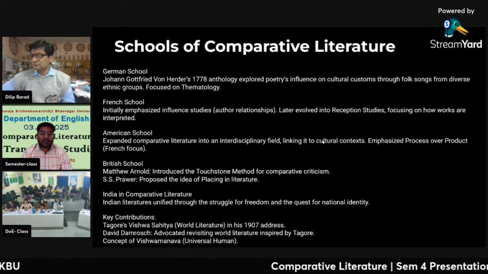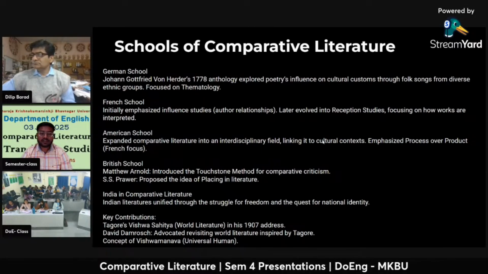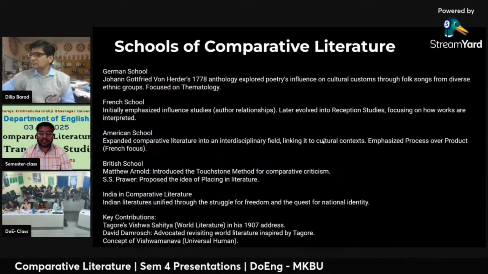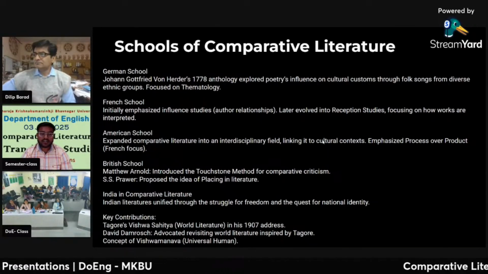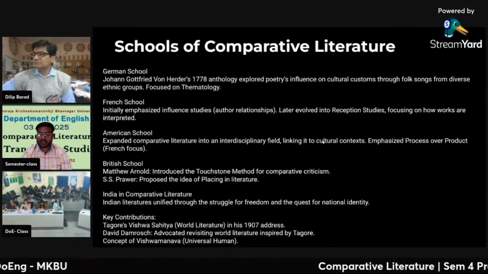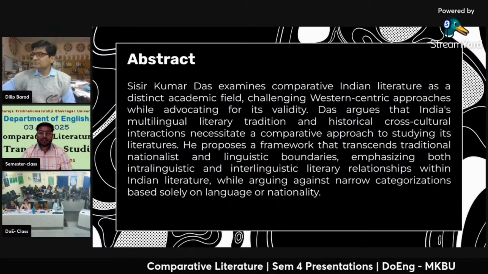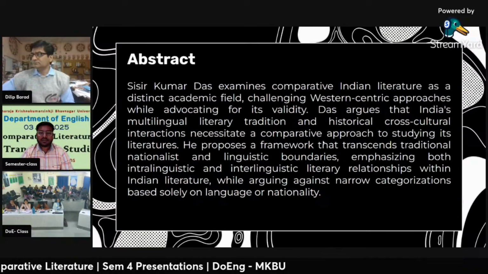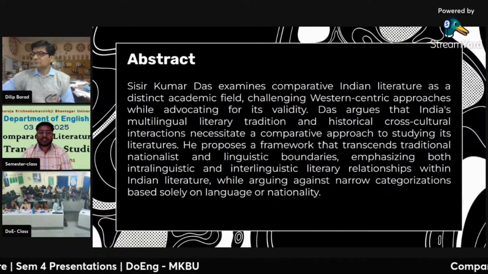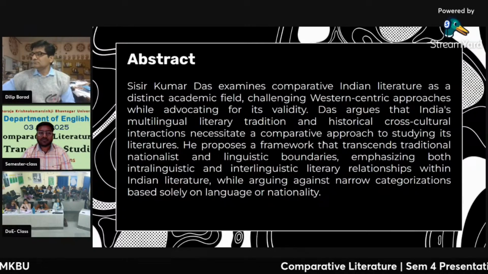And if we see in the Indian context, then Indian literature is unified through the struggle for freedom and its quest for national identity. There are some key contributions from Indian literature. So now let's discuss the article. First of all, the abstract. Sisir Kumar Das examines comparative Indian literature as a distinct academic field, challenging Western-centric approaches while advocating for its validity.